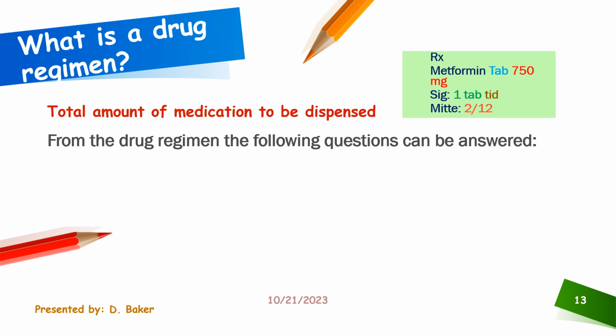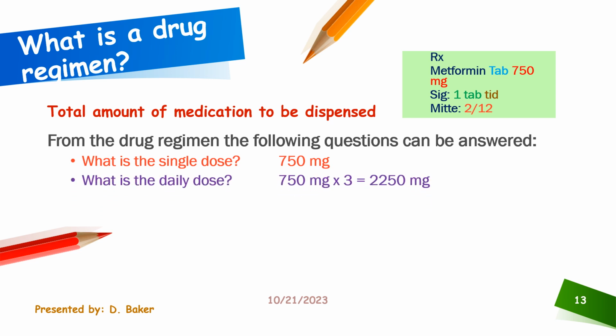Using the same prescription from before, let us look at some of the concepts relating to the drug regimen itself. What is a single dose? Again, your prescription is available on the right this time. Metformin tab 750 milligrams, Sig 1 tab TID, mitte 2/12. Now, in terms of the single dose, we'll look at that as your 1 tablet, and that would be 750 milligrams based on this prescription that is displayed here on the right. What is the daily dose?